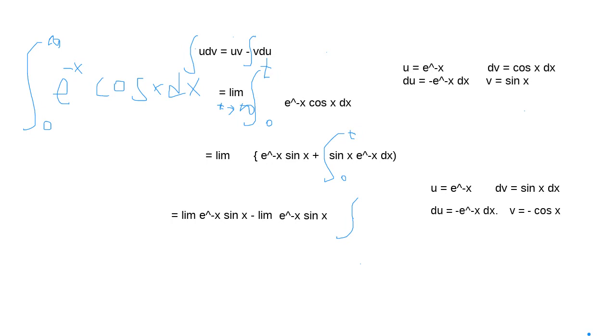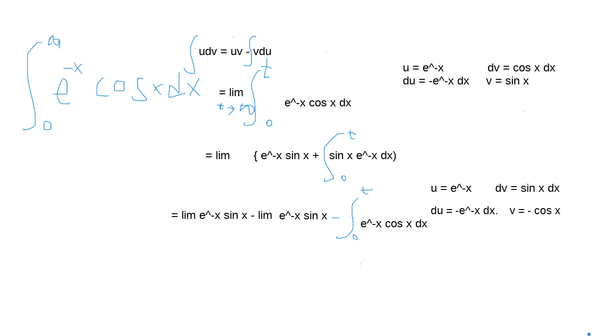Then minus my v du. What's my v? My v is negative cosine x. My du is negative e to the negative x dx, and negative becomes positive. So I have e to the negative x cosine x dx. You see the term I want appears now. This is 0, this is t.